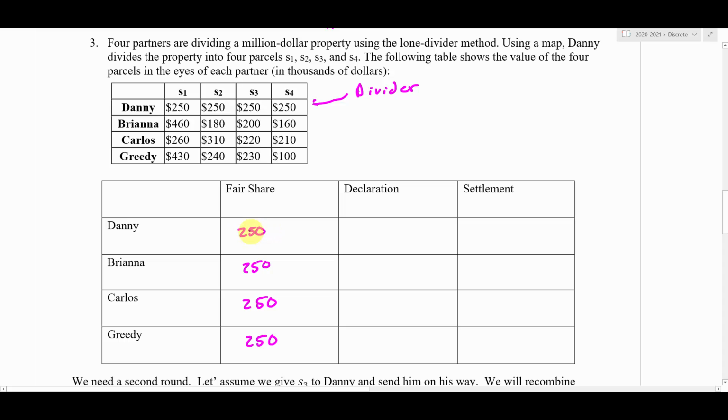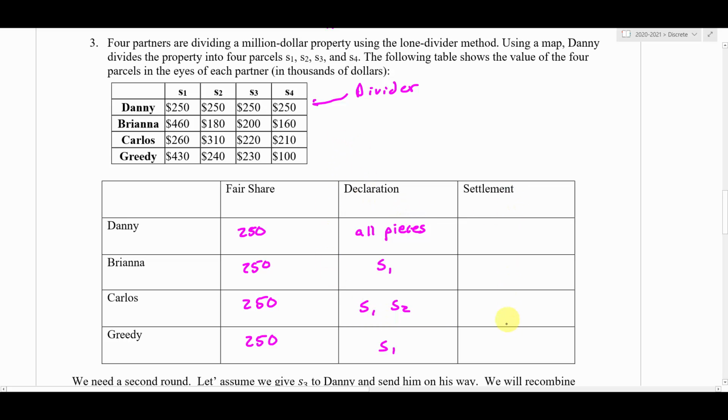Okay, so let's go through and see which pieces Danny would be happy with. Since Danny was the divider, he's going to be happy with all pieces. He wouldn't care which one he gets. Brianna would only be happy with piece 1, S1. The other 3 remaining pieces are all below $250,000. Carlos, if I go through Carlos's bids here, Carlos is going to be happy with piece 1 and piece 2. And then Greedy's only going to be happy with piece 1.